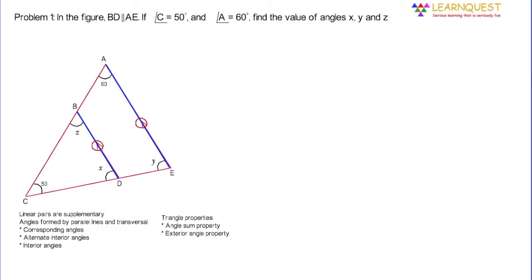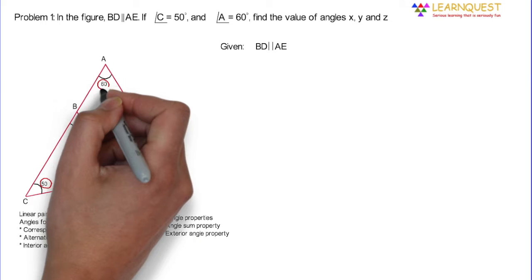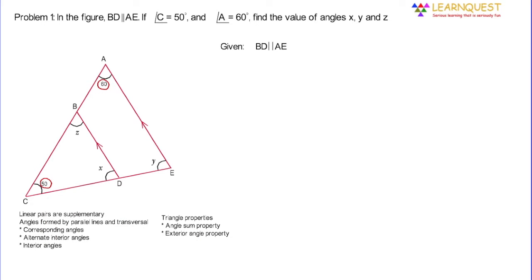Now, since this information is given, it looks like we will have to make use of our knowledge of angles formed by a transversal and parallel lines when we solve it. So let us note down this information which is given as a part of our solution. So we write down that it is given that BD is parallel to AE. The next bit of information that's given is that angle C is equal to 50 degrees and angle A is 60 degrees. Let us write this down as well.